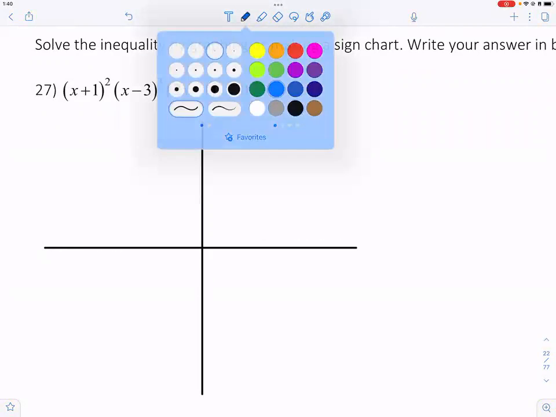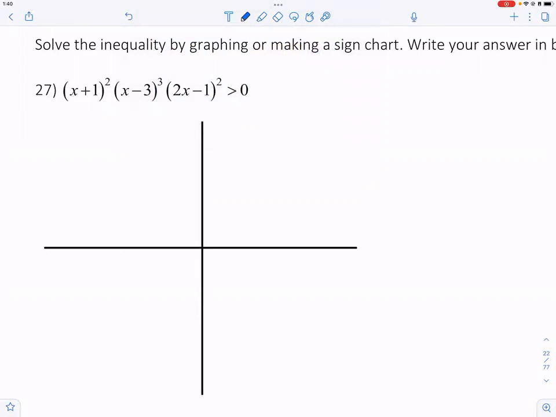So I make my axes, and then I put my roots on the map. We have -1. It's a double root. Don't forget the square, meaning that it will bounce at -1. Which side does it bounce? We don't know yet. We'll find out. We have x equals 3. That's a triple root. And then we have x equals +1/2, and that's a double root.